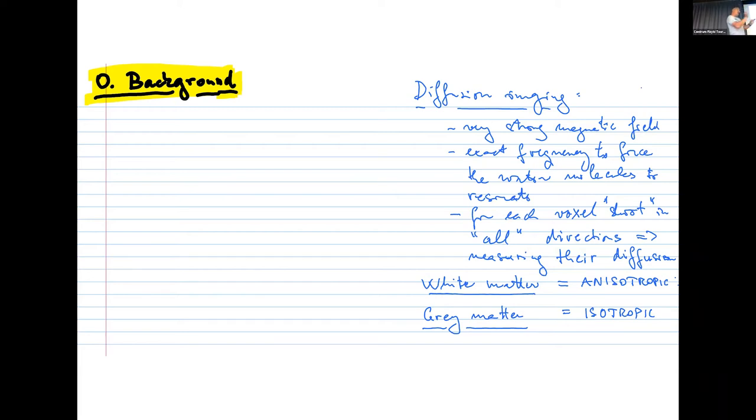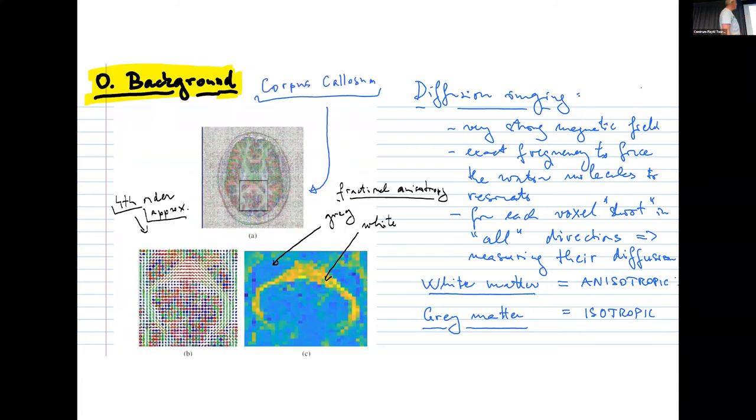And for each of these directions, you measure how fast the diffusion goes. And the point is that the gray matter has the same speed of diffusion in all directions. So that's the first observation, while the white matter has anisotropic behavior. Right, so that's a little bit about the background, just to get a feel for what I told you.